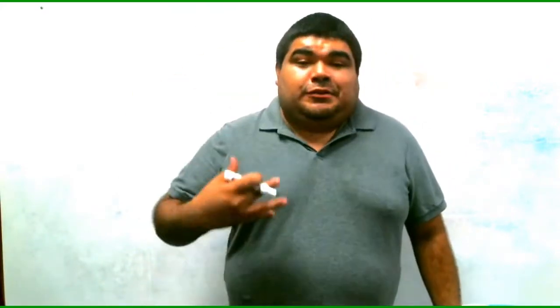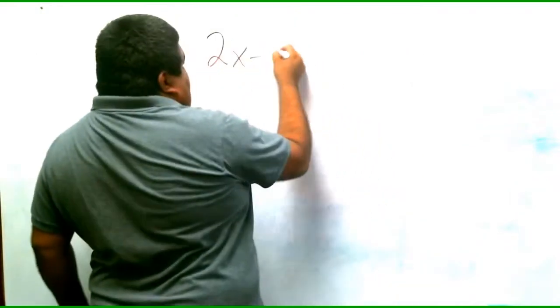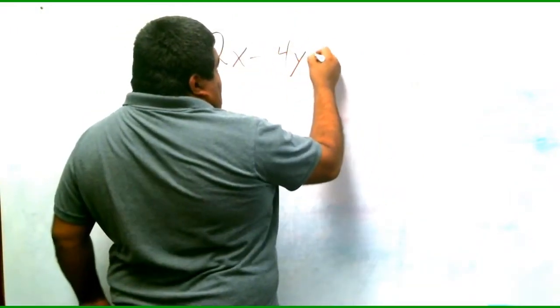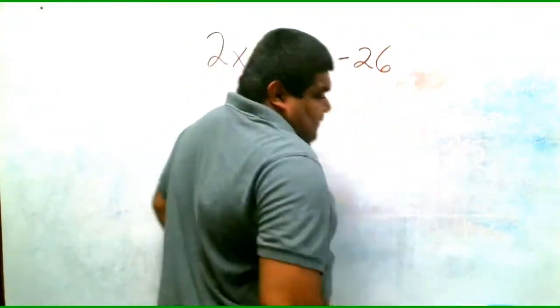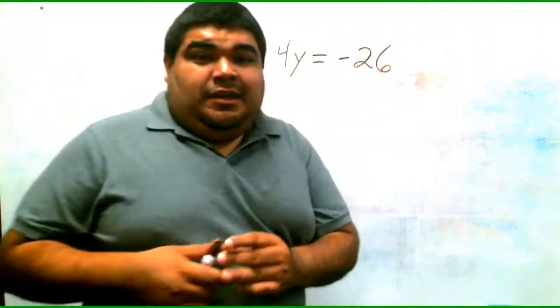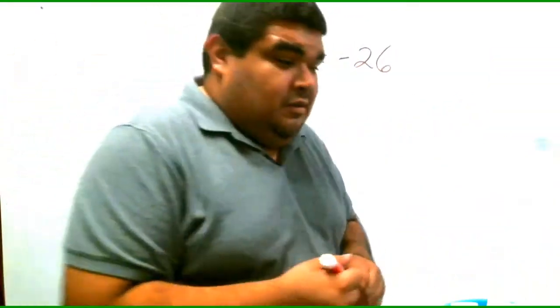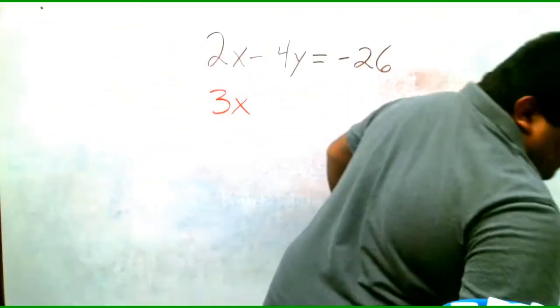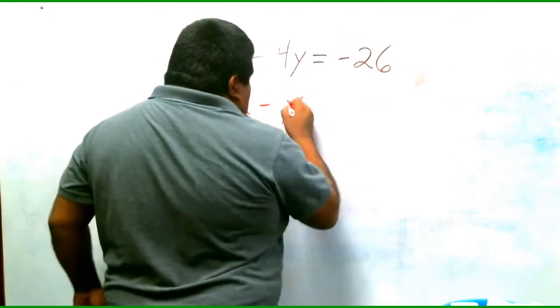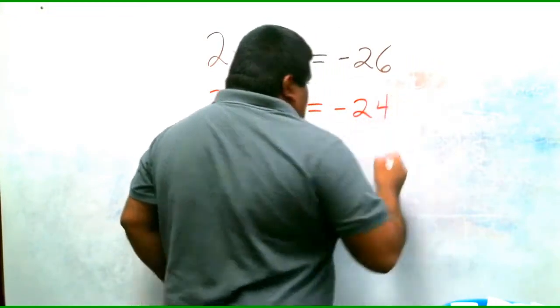The problem we'll be dealing with today is 2x minus 4y equals negative 26. That's one of the equations, okay? The other equation, let's use another color just so we can see the difference between equations, is 3x minus y equals negative 24.